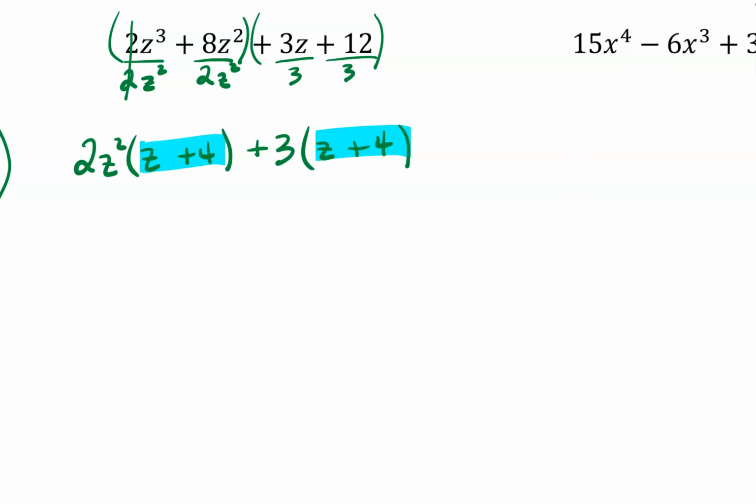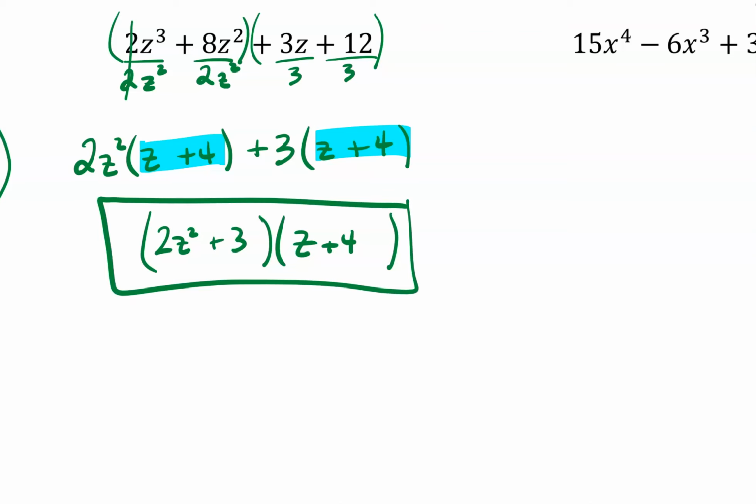So because of that, we can now report our final answer fully factored. We're going to retain a single copy of the z plus 4, and we're going to report the 2z squared plus 3 as the other binomial factor to this problem. Those came again from the coefficients that were sitting in front of the binomial common factor.